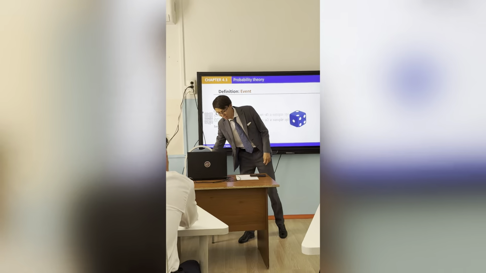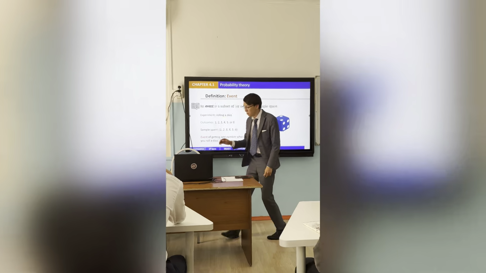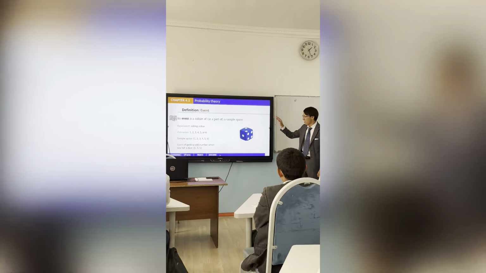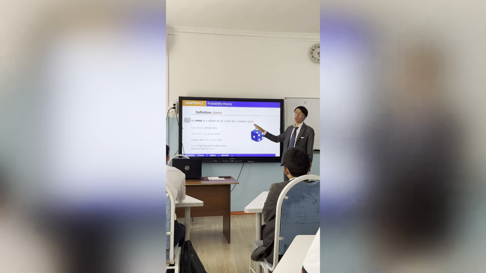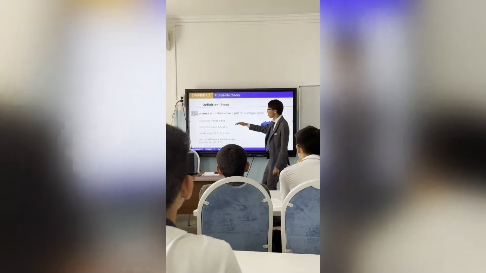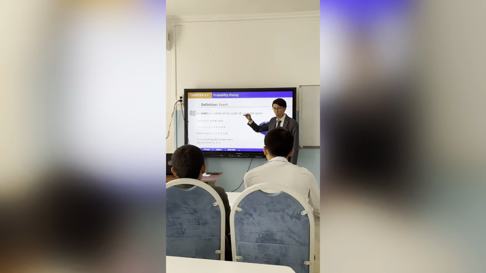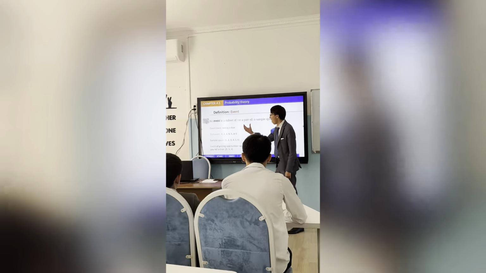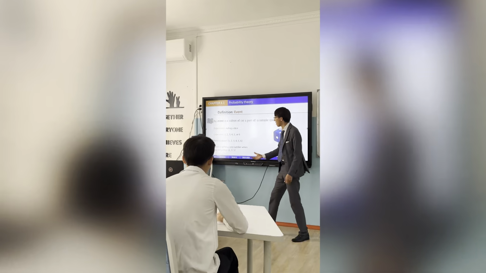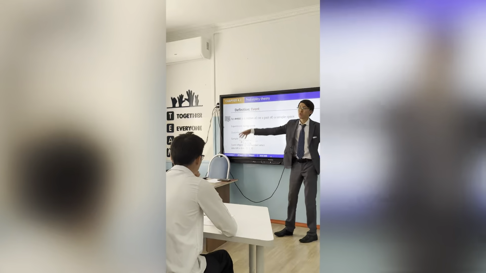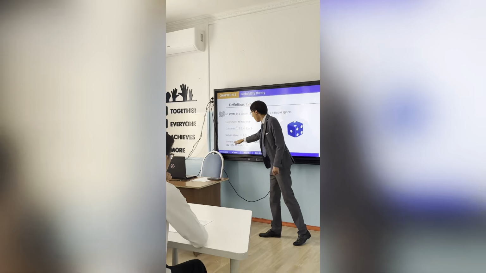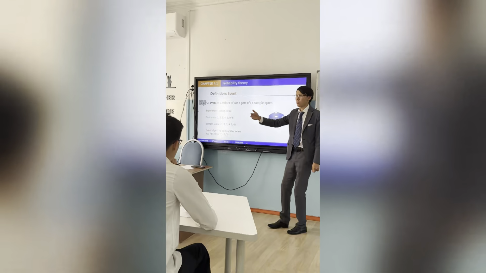And for example, the event, if you're talking about the probability of getting only odd numbers, this is the event. So look, experiment is what we need to do, what we are doing. Outcomes are all possible values. Sample space is what we are taking, what we use. And the event is the question.